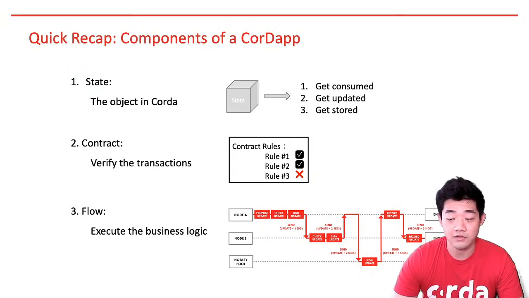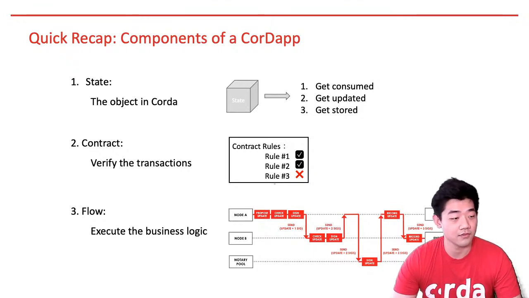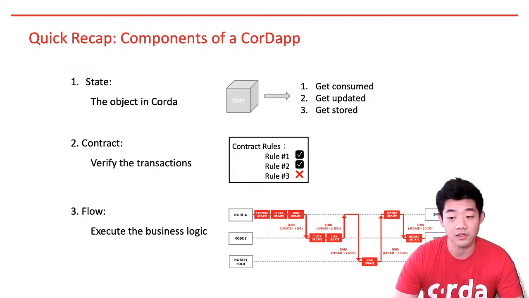Second, the contract. The contract verifies the transaction. The screenshot right here on the screen shows actual code inside the Corda contract files. If you want to pass a transaction between different counterparties, you need to get through all the contract rules. If one fails, the transaction will get rejected.